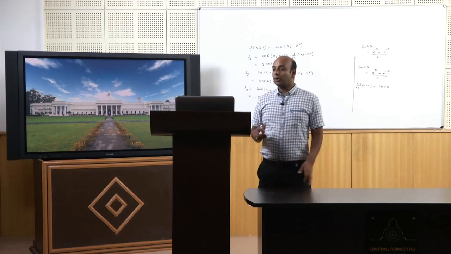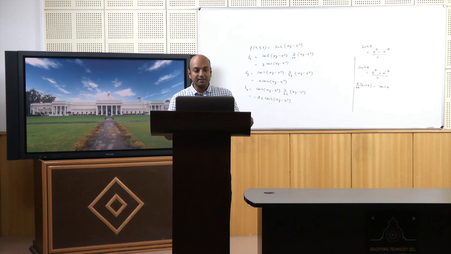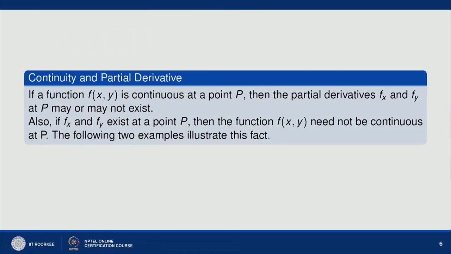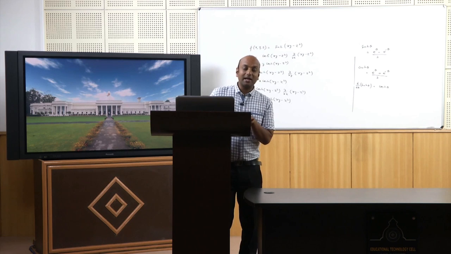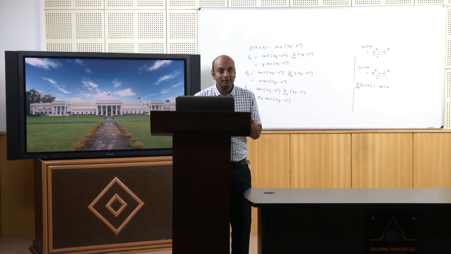Now, what is the result in multivariable functions? Let us see. If a function f(x,y) is continuous at a point, say P, then the partial derivatives fx and fy at P may or may not exist. Also, if fx and fy exist at a point, then the function f(x,y) need not be continuous at that point. So if the partial derivatives of a function exist at a point, it does not ensure that the function is continuous at that point.